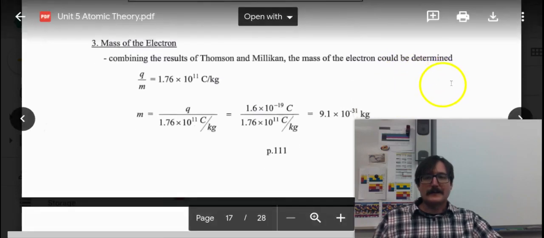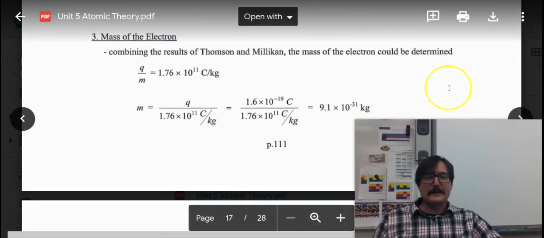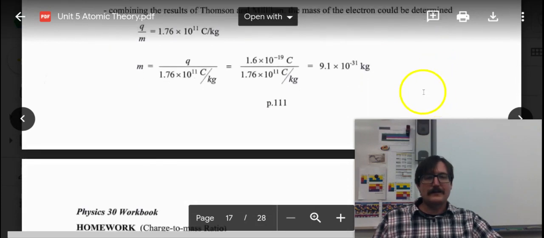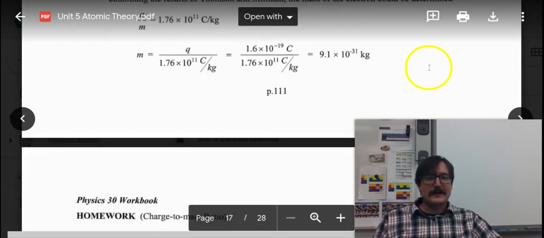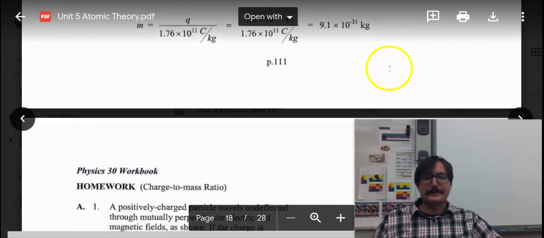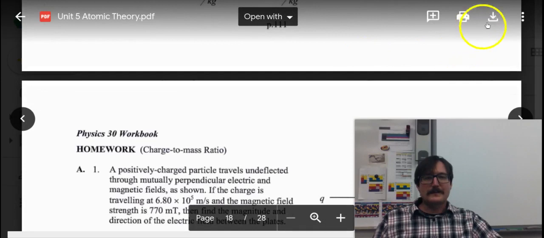The mass of the electron. Combining the results of Thomson and Millikan, the mass of the electron could be determined, and that's how you get 9.1 times 10 to the negative 31 kilograms. Of course, our data sheet has 3 sig dig, so 9.11 e negative 31. All right, let's do some practice problems in a moment, okay?